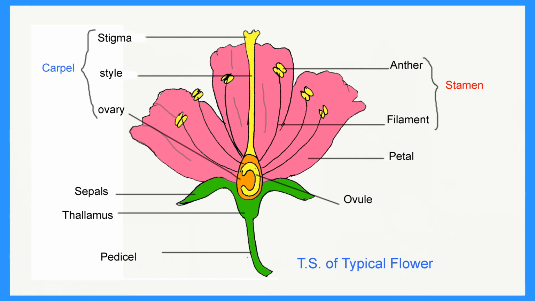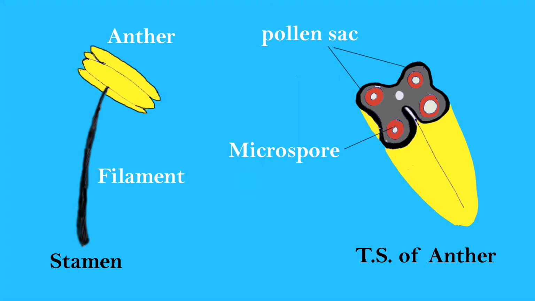In a typical flower, you will find various structures which can be divided into two types: accessory whorls and essential whorls. The accessory whorls are thalamus, sepals and petals, while the essential whorls are androecium and gynoecium. The accessory whorls are responsible for overall development and protection of the flower, whereas the essential whorls are actually responsible for the development of gametes and fertilization. Essential floral whorls include androecium, the male reproductive organ, and gynoecium, the female reproductive organ. Now let us talk about androecium in detail.